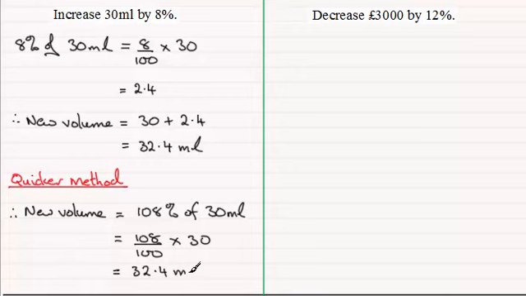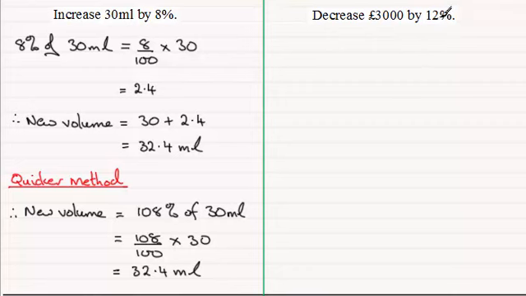So do check it out on your calculator. Check that you get that. Okay, so it's a lot quicker. We can go straight in and get that new volume with ease. So how do we do one like this where we've got to now decrease a quantity by a given percentage?